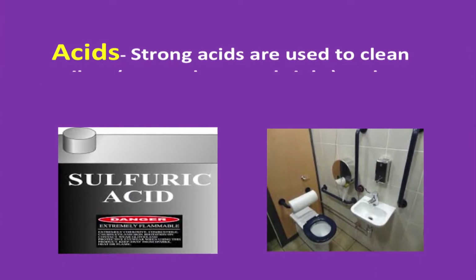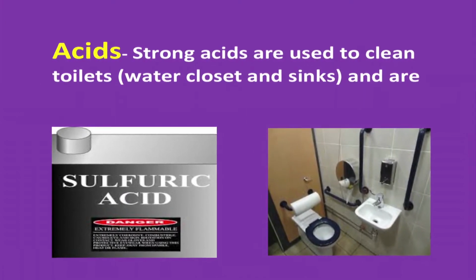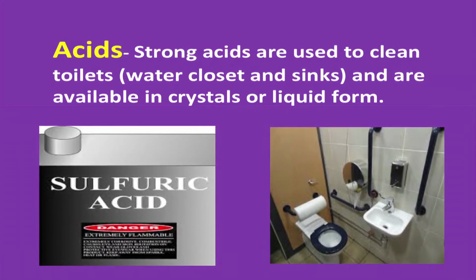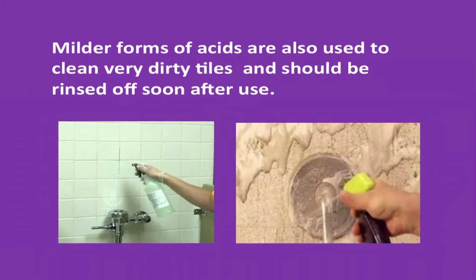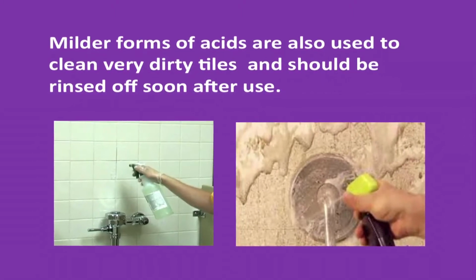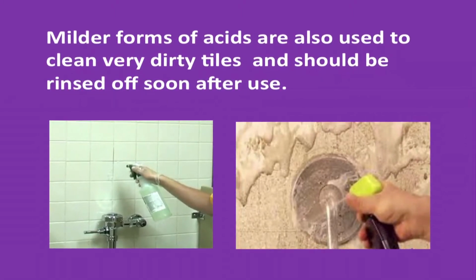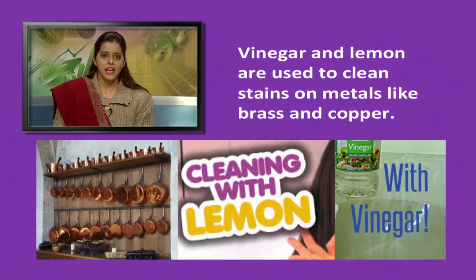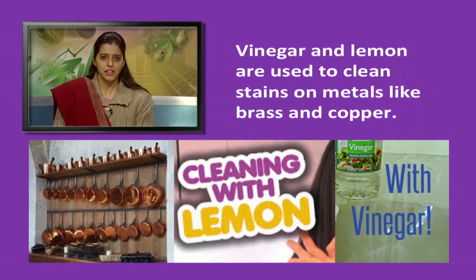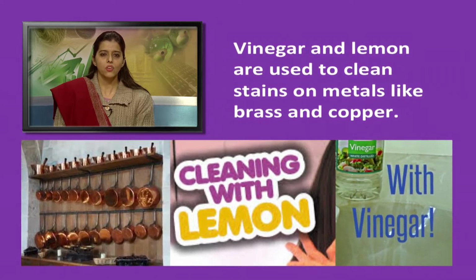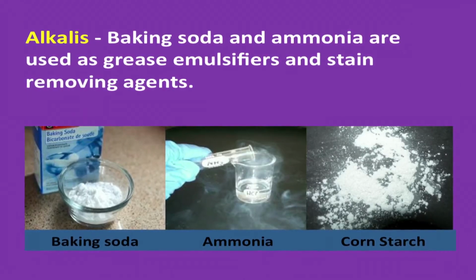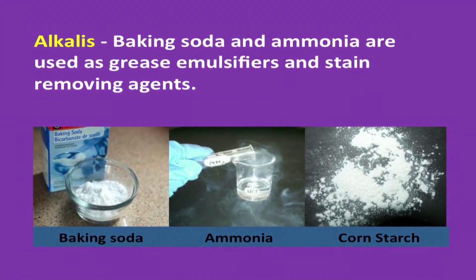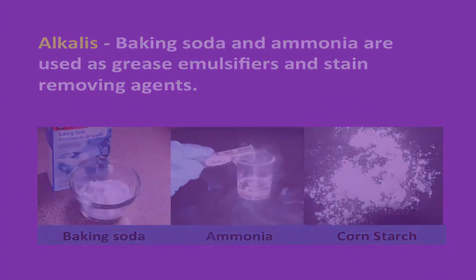Acids. Strong acids are used to clean toilets, water closets and sinks and are available in crystals or liquid form. Milder forms of acids are also used to clean very dirty tiles and should be rinsed off as soon as possible after use. Vinegar and lemon are used to clean stains on metals like brass and copper. Alkalis, baking soda and ammonia are used as grease emulsifiers and stain removing agents.